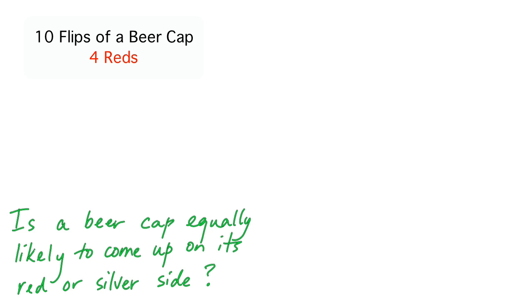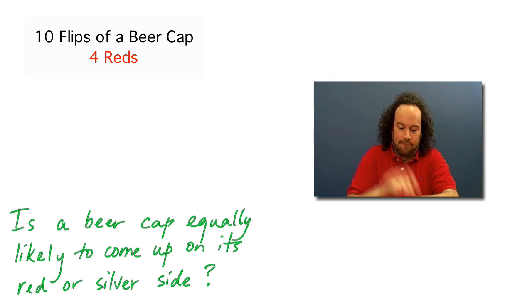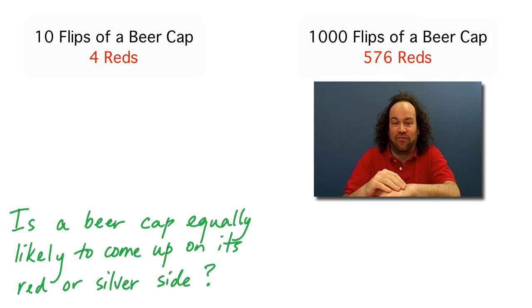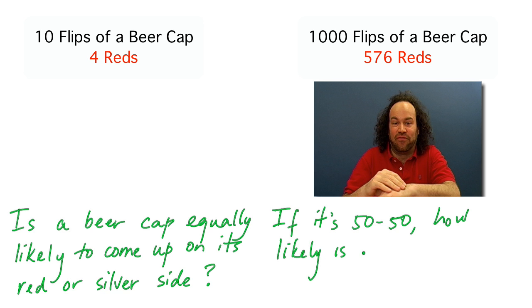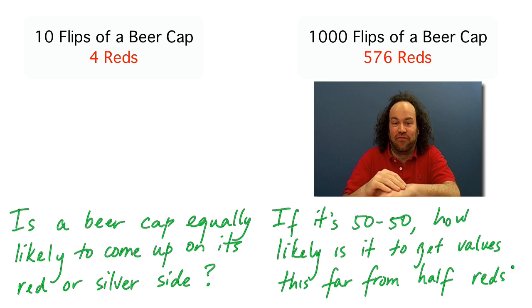So I had Jeff flip the beer cap a total of 1,000 times, and he got 576 reds. That's pretty close to 50-50, but if it was perfect, we would have gotten 500 reds. So assuming this beer cap is equally likely to come up red or silver, is 576, our observed data, or any value that's even further from 500, so unlikely that we think that it can't be 50-50 red or silver? If it is unlikely, we'd see what we'd call a statistically significant result.